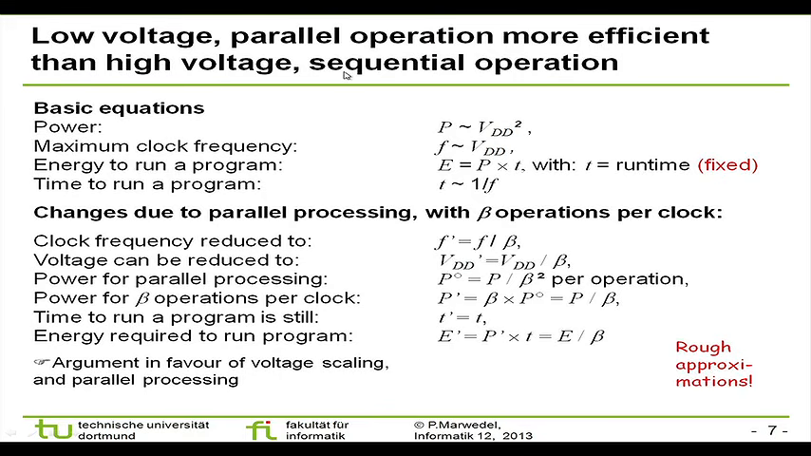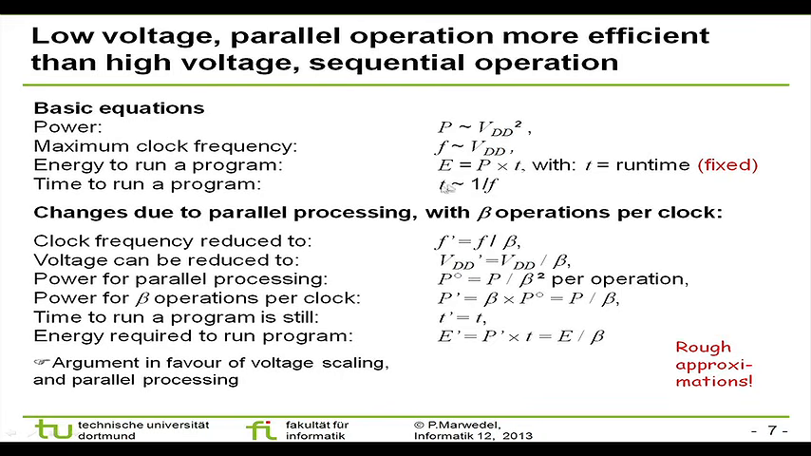Now, what if I go towards parallel execution? Let us look here. Our typical equations tell us that power is proportional to the square of the supply voltage. The frequency is proportional to the supply voltage. The energy is equal to power times time. Run time is assumed to be fixed here, and T is proportional to 1/f.